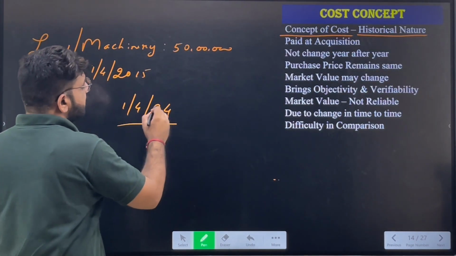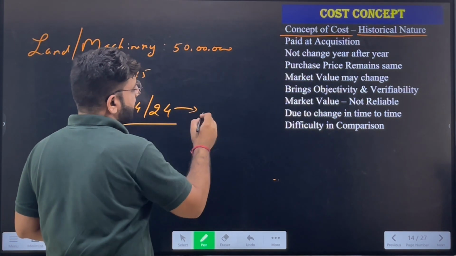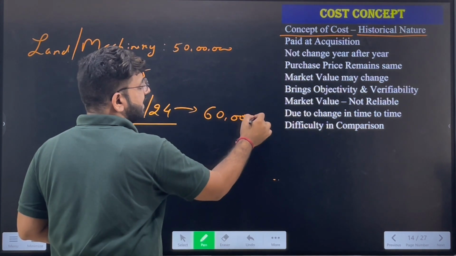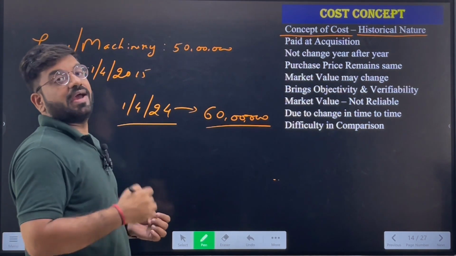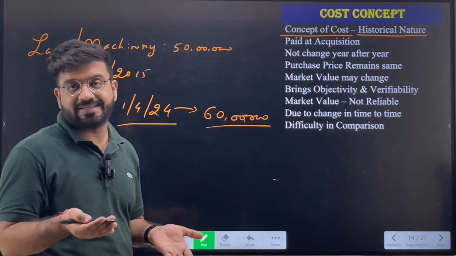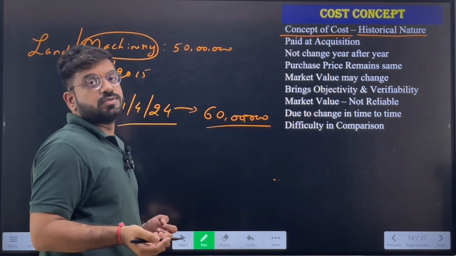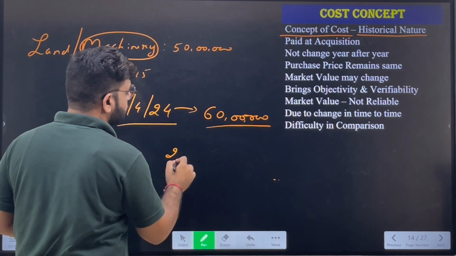Now, in today's time, the value of that land has, suppose, gone up to 60 lakhs. In 10 years, the value of my land has increased to 60 lakhs, or else the value of the machinery, because of its use, has decreased to, say, 20 lakhs.